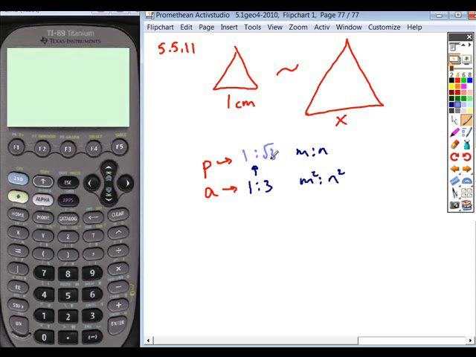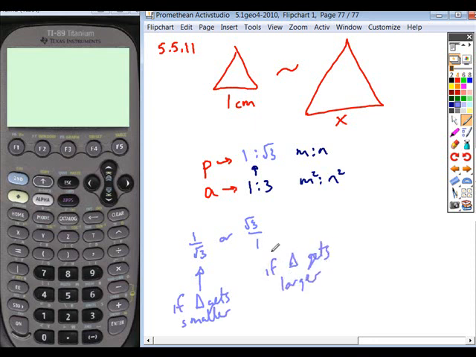So we can create our dilation factor for individual parts. And you're going to think of this as either 1 over root 3 or root 3 over 1. This is the one if the triangle gets smaller, and this is the one if the triangle gets larger. And so which of these dilation factors are we going to need to use when we move from a small triangle to the larger one?